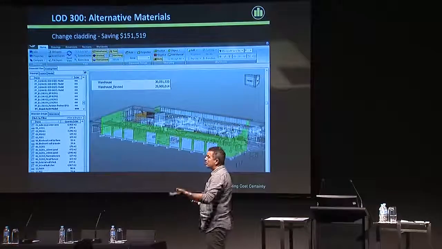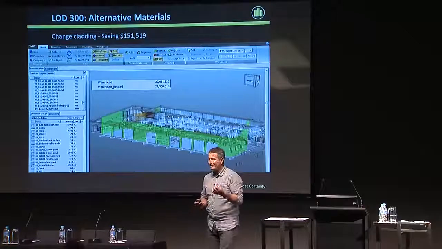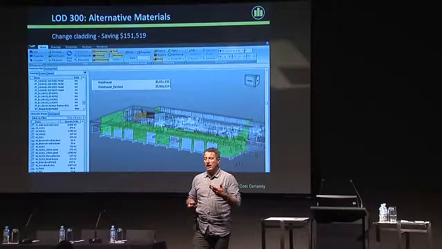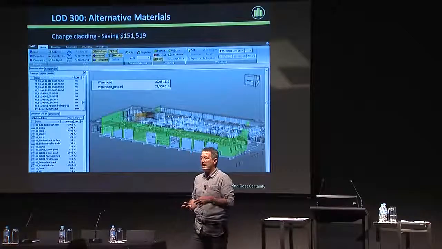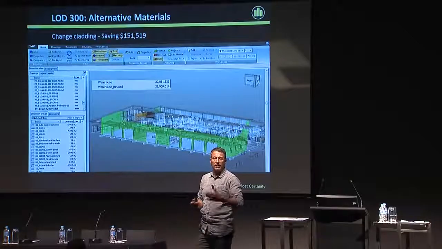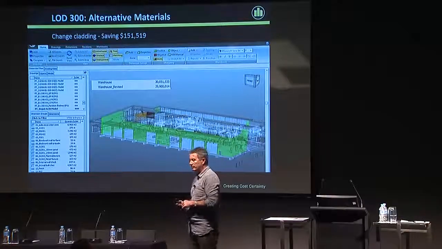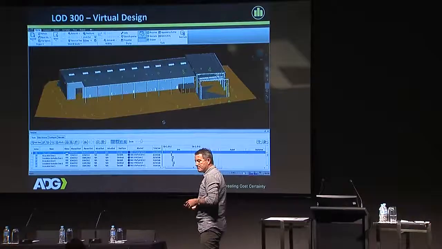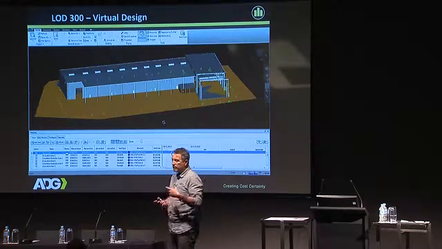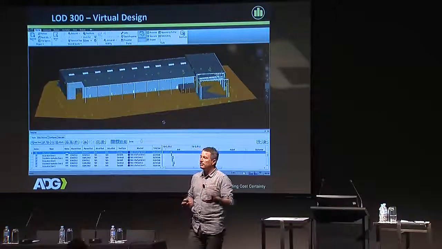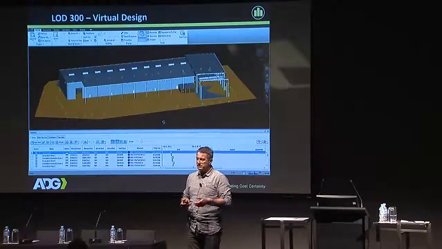Another example is looking at alternative materials. So we start to get transparency and price. Here we're looking at a different cladding on a warehouse. It means that the girts are at different places as well, and it calculates it precisely to $151,519. Another type of thing that we're able to do is in the virtual design space. This is some work that we did with ADG.